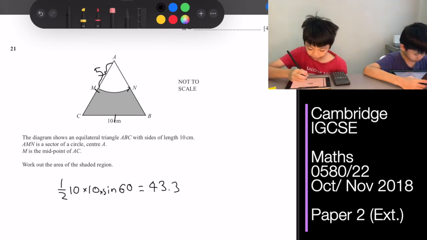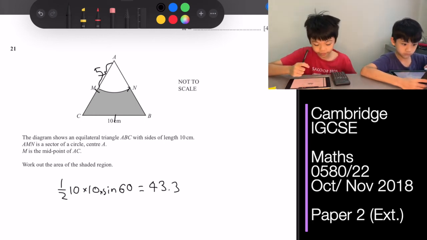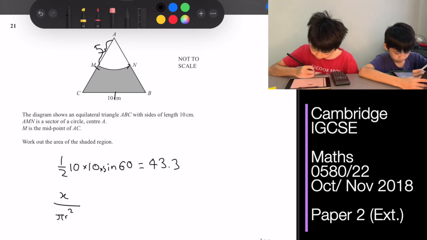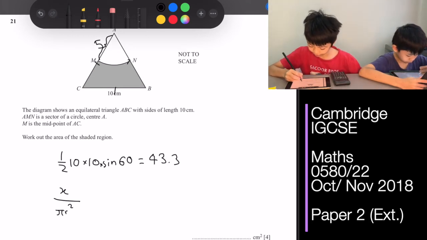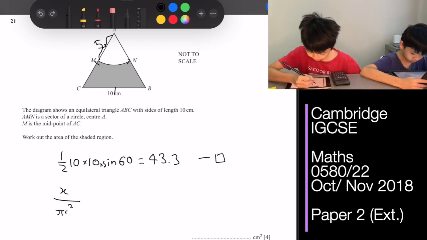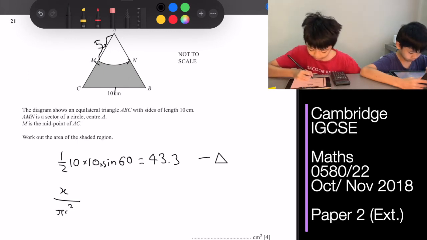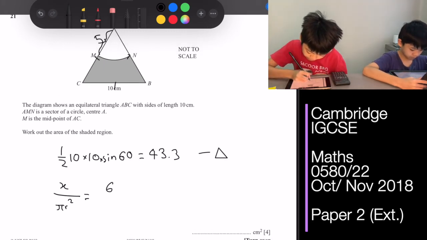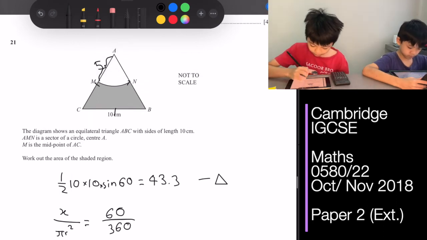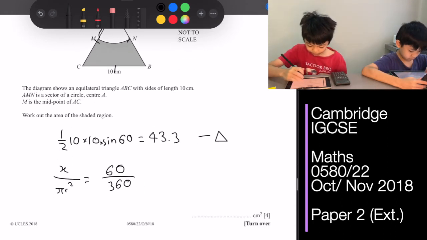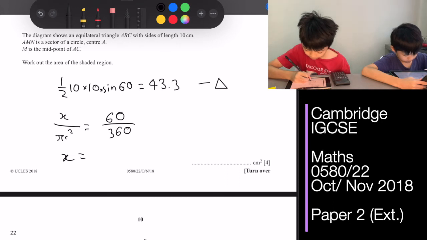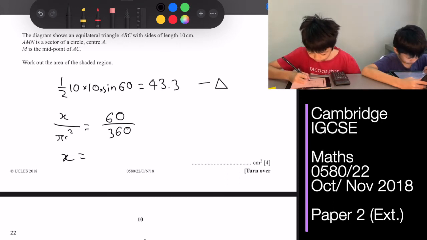Okay, next we need to find the area of the sector. The sector x over pi r squared, which is a ratio. Wait, firstly, this is like a circle. No, square, no, triangle. Oops. And then x over pi r squared is equivalent to 60 over 360, because these are 60, you know? Then x is from there, just work out the things.